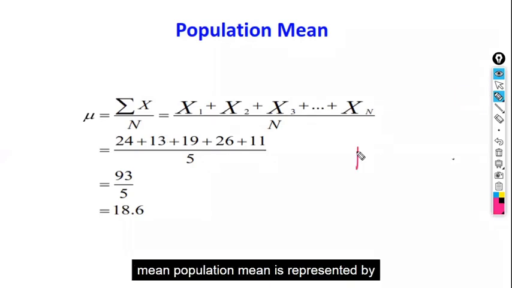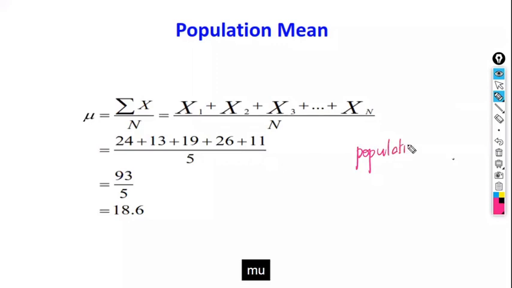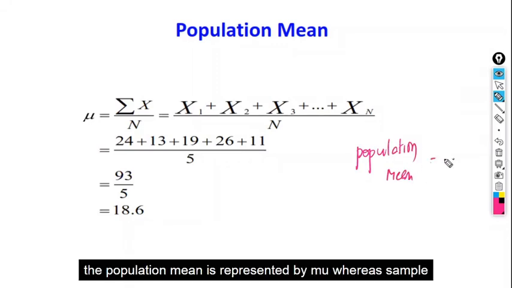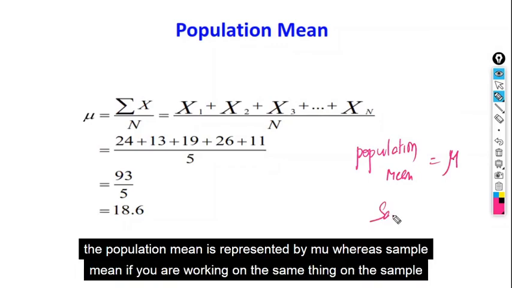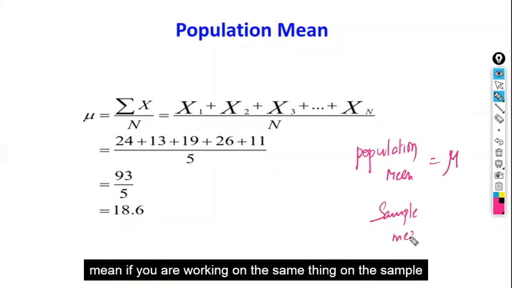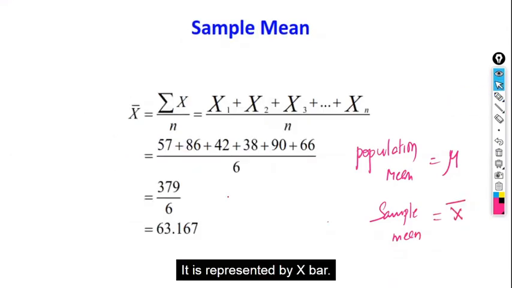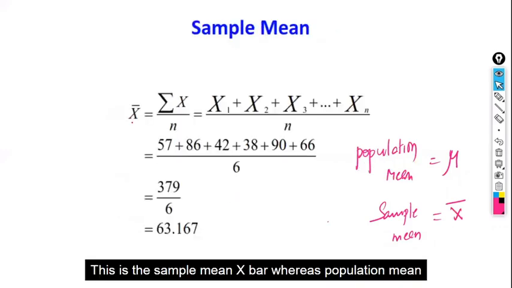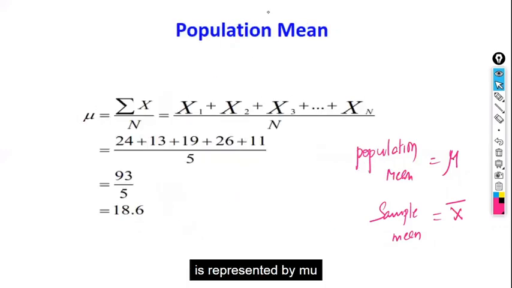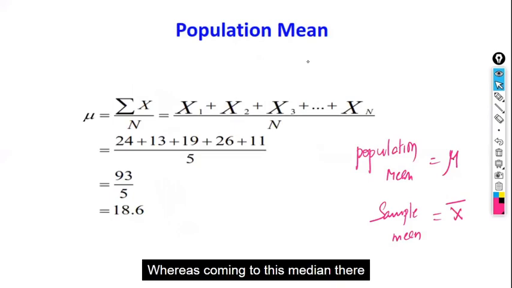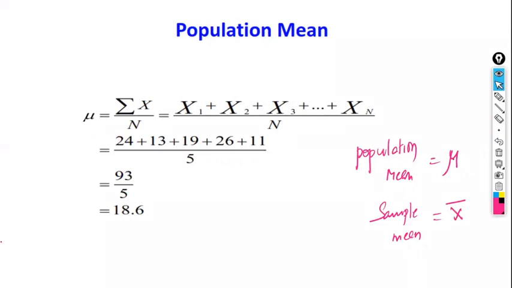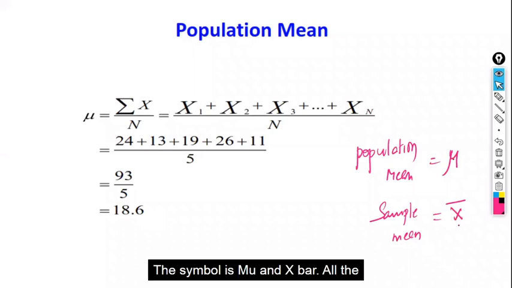For the mean, the population mean is represented by mu. Whereas the sample mean, if you are working on the sample data, is represented by x bar. This is the sample mean, x bar, whereas the population mean is represented by mu. Coming to the median, there is no special symbol for that. For median, there is no symbol, whereas for mean we have the symbols mu and x bar.